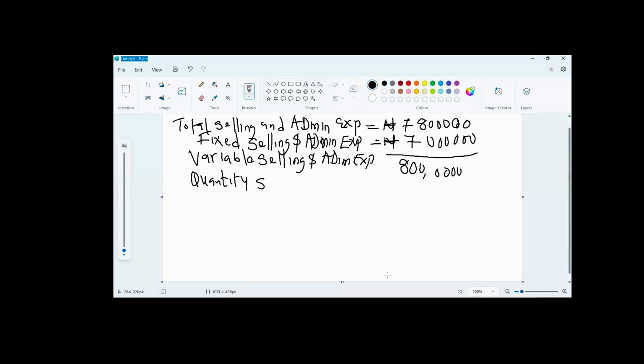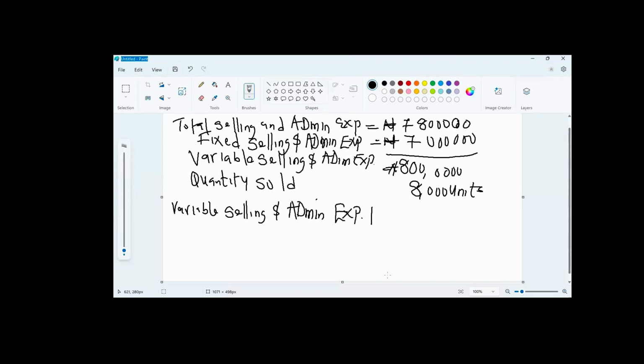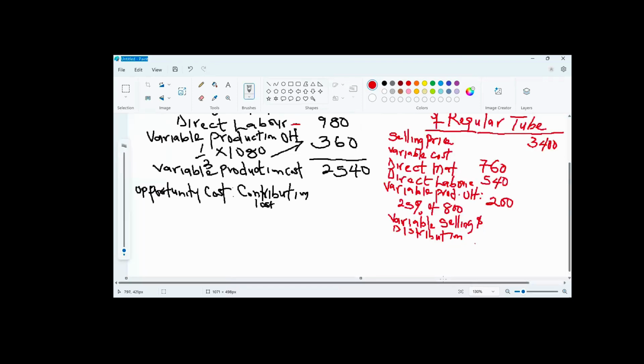Quantity sold, 8,000 units. Therefore, variable selling and admin expense per unit is equal to 800,000 divided by 8,000 units. This is equal to 100. I'll show the work here. We can come back to the first page. This is 100.